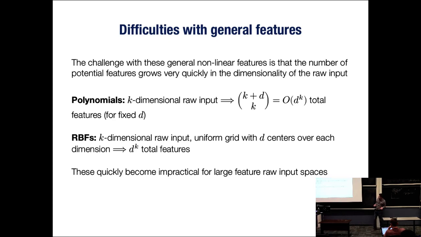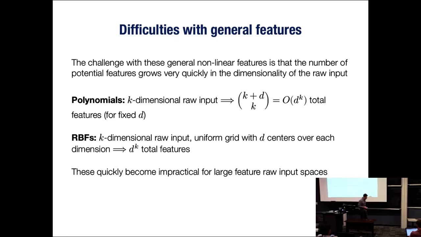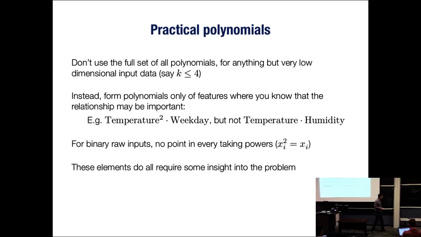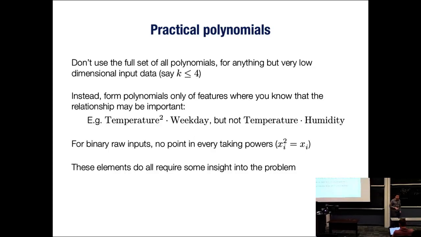So let's talk about how to make these practical. For polynomials, in general, don't form too many higher order polynomials of different features. Chances are they're not going to be that useful because there often is not any real meaning to things like high temperature squared times humidity or something like this, right? They aren't things that have any real inherent meaning, and so your function actually won't be a function of these things.